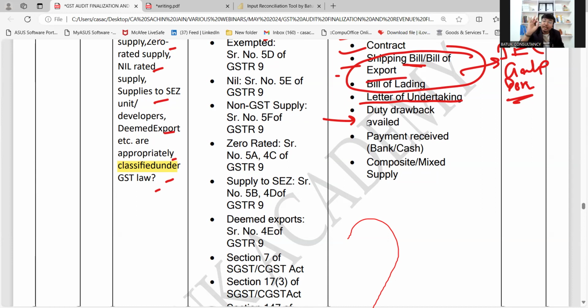Or if that person has availed the duty drawback at a higher rate, in that case that person will not be eligible to file any refund application. This is to be checked.